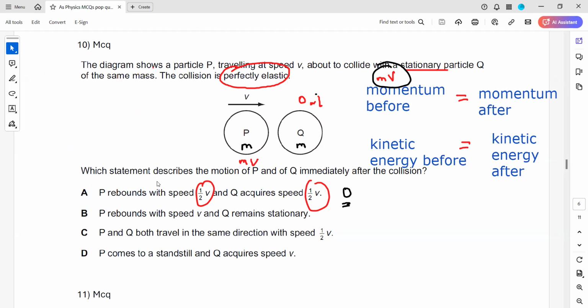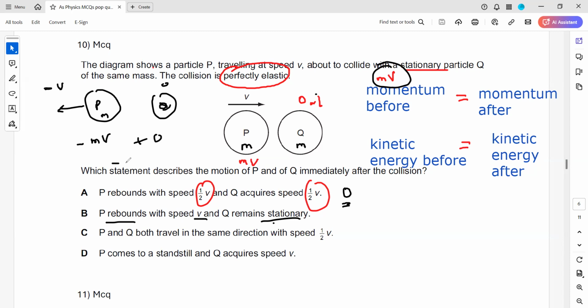if you check the second option, P rebounds with a velocity v and Q remains stationary. So P rebounds with a velocity v and Q is stationary. So what is the momentum? Because it rebounds, the velocity becomes negative and the mass is m. So the momentum here is minus mv, and this is 0. So the total momentum after is minus mv.